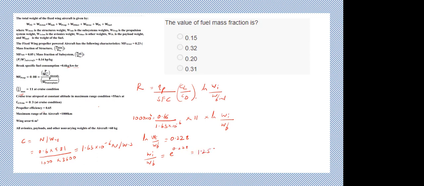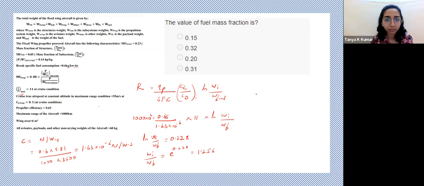1.256. Okay. So now what they've asked you is the value of the fuel mass fraction. This is weight initial upon weight final. So our usual terms that we did in the previous question was the inverse of this. So let's just take that. Weight fuel upon weight initial is equal to 1 by 1.256. Right? Any questions so far?